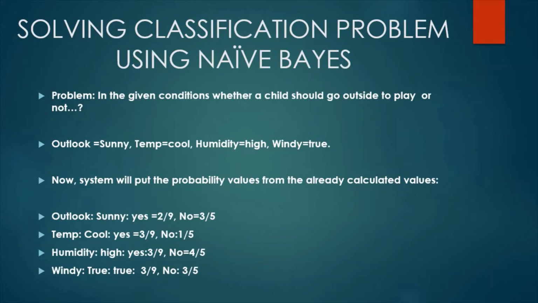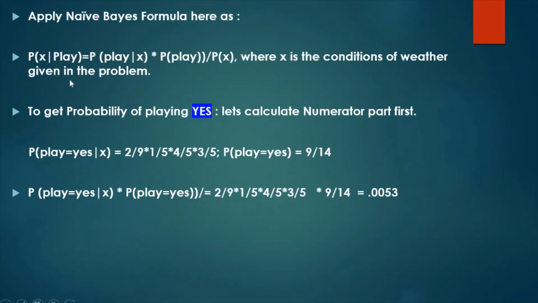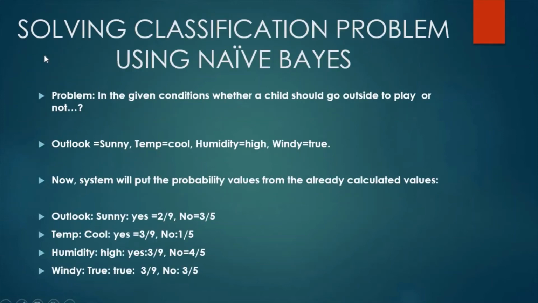So it is saying, what is the probability of playing if this particular condition is given? The formula is: given x, play is equal to probability of x given play, multiplied by probability of play, divided by probability of x. X is simply the condition that is given to us. This is the condition: outlook sunny, temperature cool, humidity high, windy true. So this condition represents the x variable here.